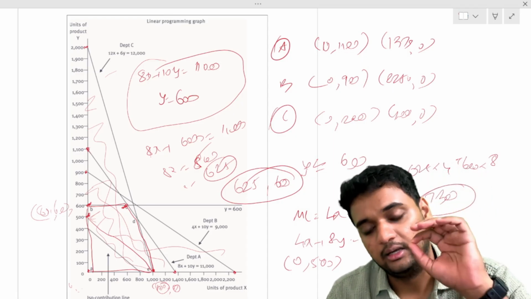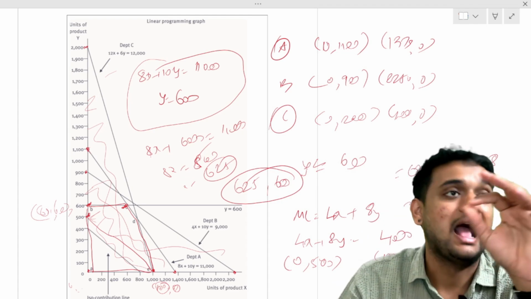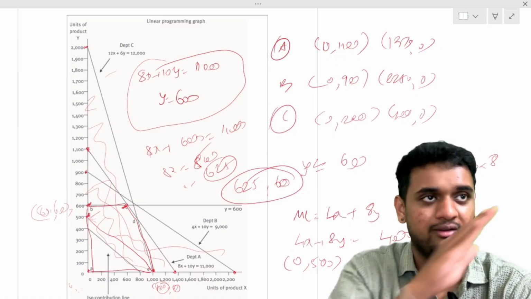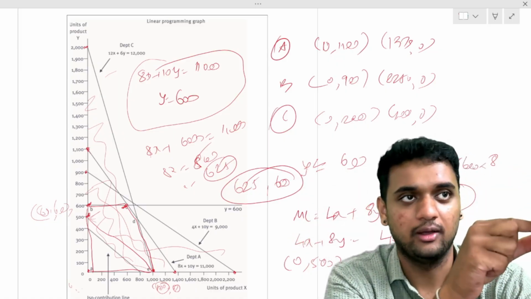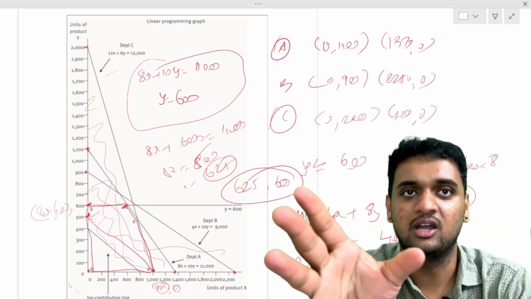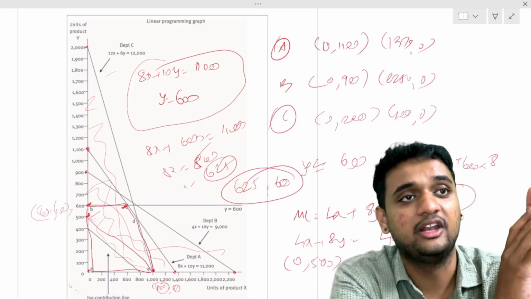Understood? Take 10-15 minutes time. Try to do this question once. The only place that you'll get confused is the iso-contribution line. That line is given to us now, but how do we find that line? Take the contribution, 4x plus 8y. Take some random number divisible by both 4 and 8. That is 4,000. So what happens if we take 8,000?